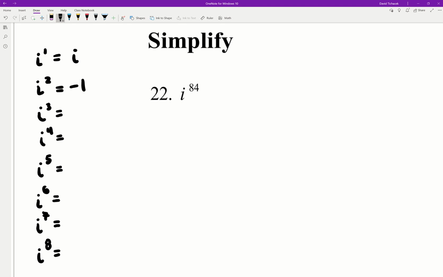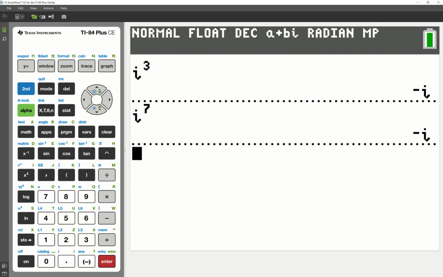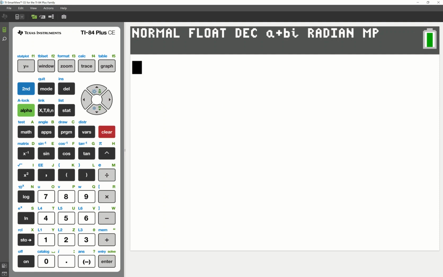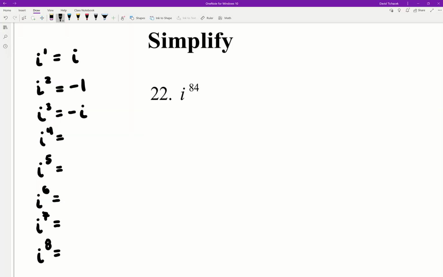But i to the third power, right? Let's figure out what that's going to be in the calculator here. So i to the third power in the calculator is -i. And then we can just keep going here, right? So i to the fourth power. Oops, that was i to the 7th. Okay, so let's do i to the 4th. Pressed the wrong button there. There we go. i to the 4th is 1. So somehow i to the third power is -i, and i to the fourth power is 1.